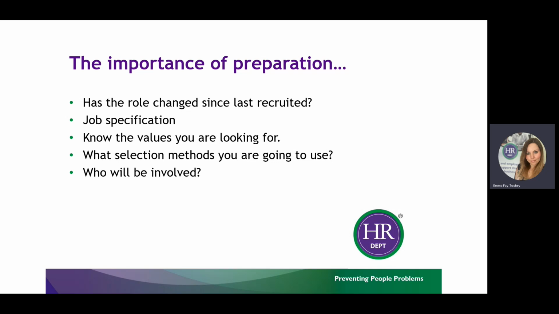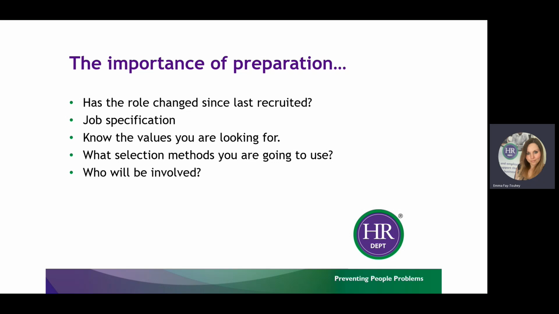Planning in advance what selection methods you're going to use is important as well, because sometimes these are going to take time. We'll talk through some ideas for selection methods. Some will be more timely than others, and some will require more preparation than others. So knowing in advance will enable you to not only plan for that, but also set the expectation to the candidates so that they also know when they apply what the next stage is going to be.